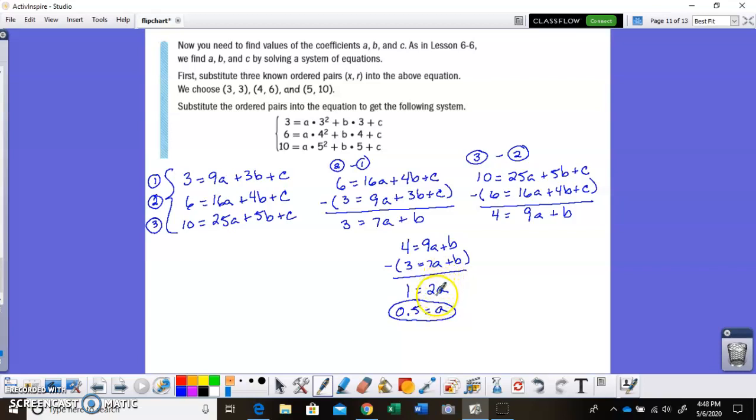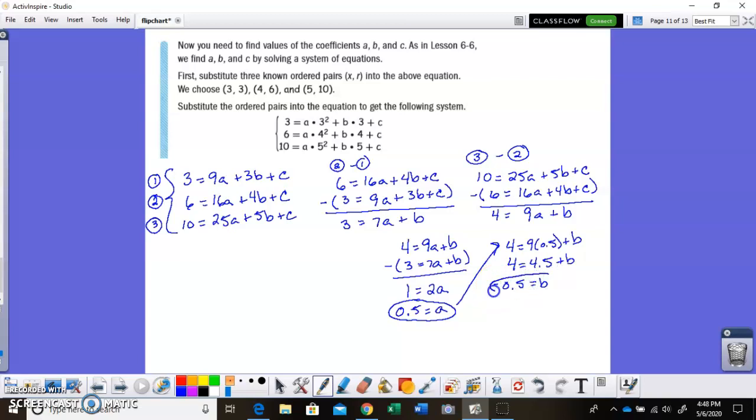And I'm allowed to use any of these equations that I've set up, including this one that only has an a and a b in it. And that's going to help me because I can substitute in the value of a now that I found out and calculate what b is. So I'm going to take this a value, bring it up here, and put it in this equation. 9 times 0.5 plus b. So that's 4 equals 4.5 plus b. Subtracting 4.5 from both sides leaves me with negative 0.5.